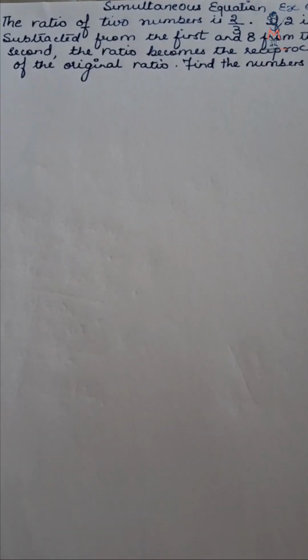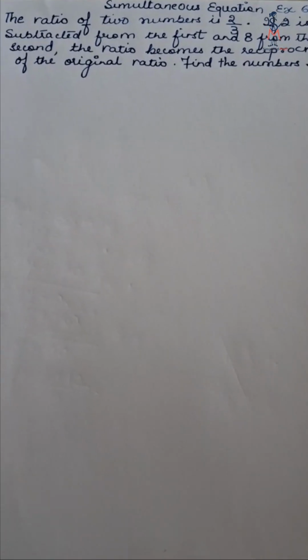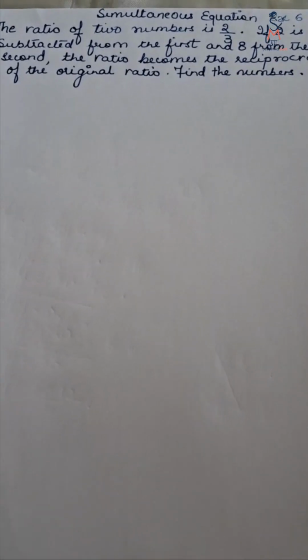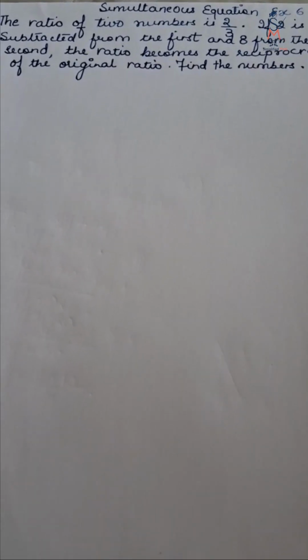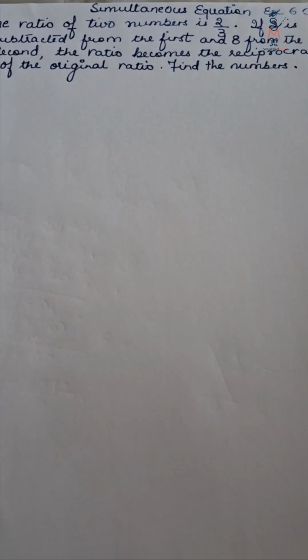Hi, today we will see the simultaneous equation word problem. The question says the ratio of two numbers is 2 by 3. If 2 is subtracted from the first and 8 from the second number, the ratio becomes the reciprocal of the original ratio. Find the numbers.